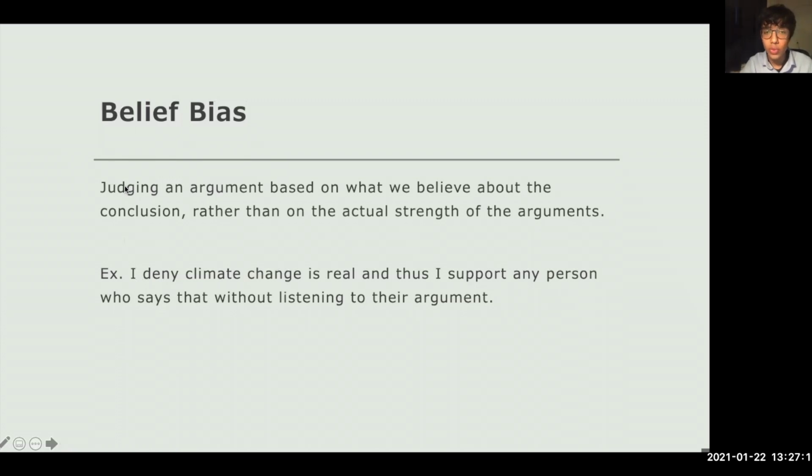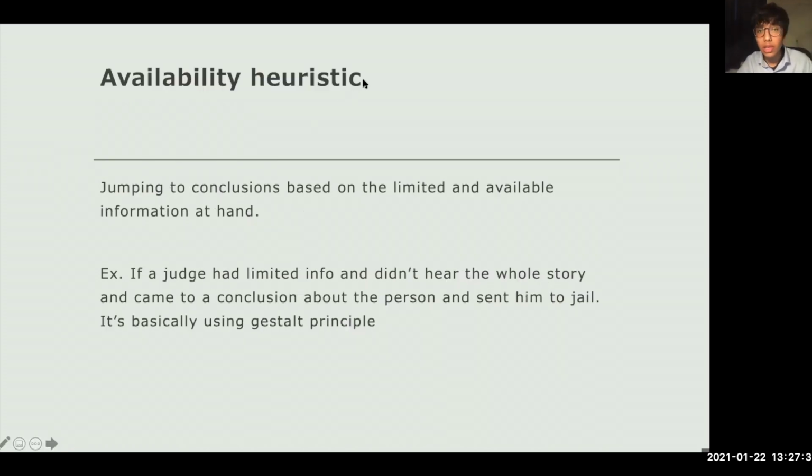So, judging an argument based on what we believe about the conclusion rather than the actual strength of the arguments. One example of that is: I would deny climate change, and thus I support any person who says that without actually listening to their argument. So, that would be one way of just believing in whatever you want to believe in, regardless of what the person is saying.